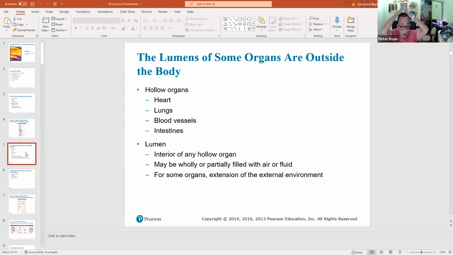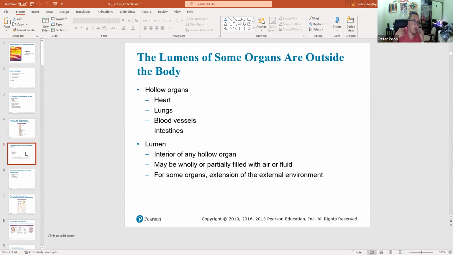One of the hardest things for students to really envision, and I made sure you understood that with anatomy, is that the lumens of some organs are actually outside the body. The best example is your stomach. The inside of your stomach is actually considered the outside of the body because it's not actually absorbed. The food inside your stomach is not really absorbed into you until it gets past the stomach into your blood vessels and then from your blood vessels to your cells.